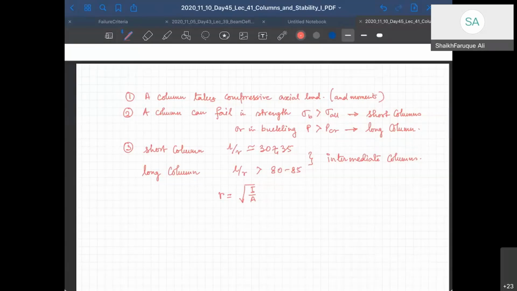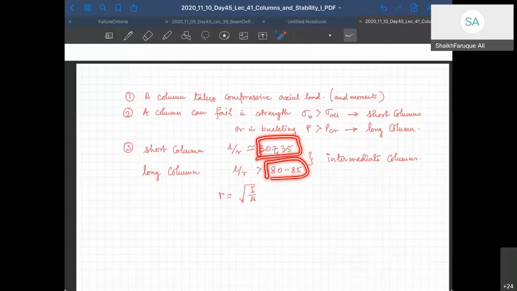No, you have to take the ratio L by R where it is max. So work with minimum R. That means when you have I minimum, because I minimum will give you less resistance. So that is the portion where the failure can be more. So minimum R will give you maximum L by R, and your maximum L by R should be this.